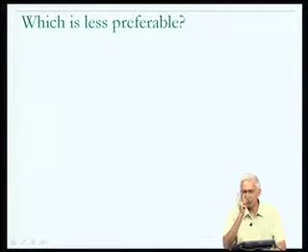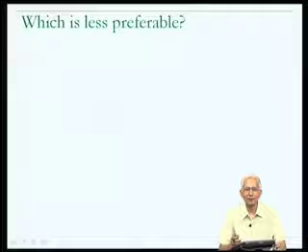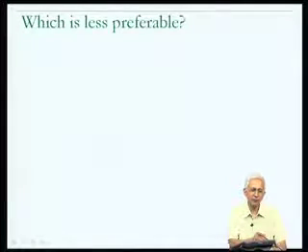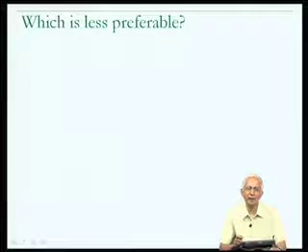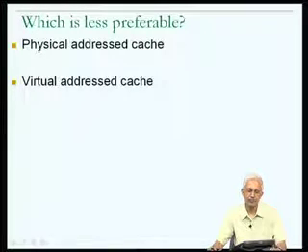Okay, now the question is, which of these sounds like a better idea? And I'm sorry for phrasing the question in this roundabout way, but that's essentially what we're trying to discuss next. Which would be a better idea from the performance side? A virtual address cache, in which the cache uses virtual addresses, or a physical address cache, in which the cache uses physical addresses.